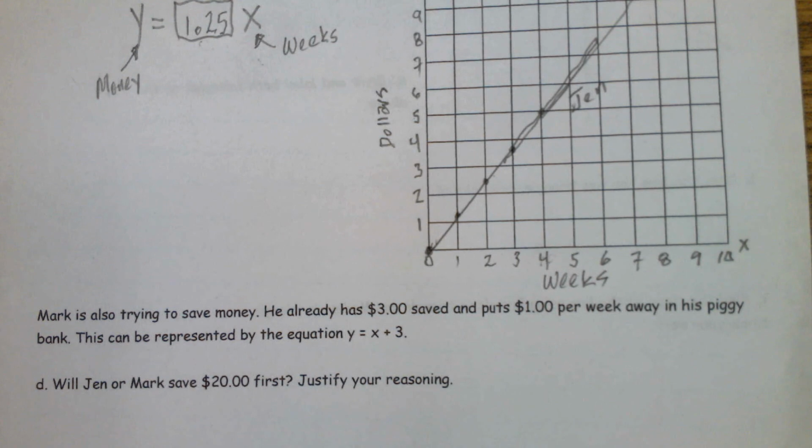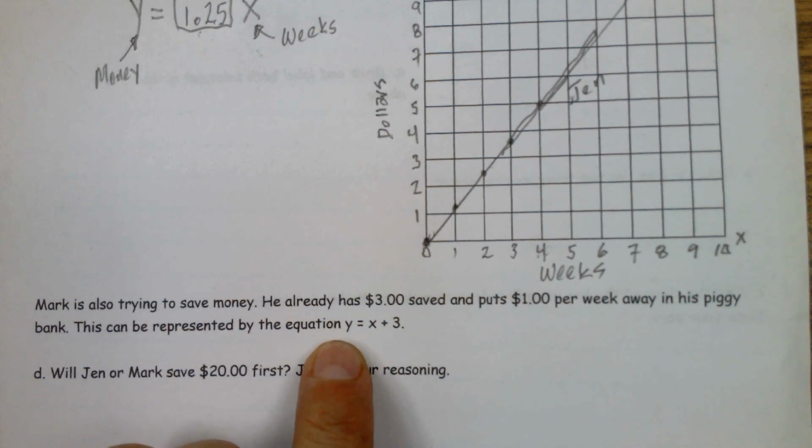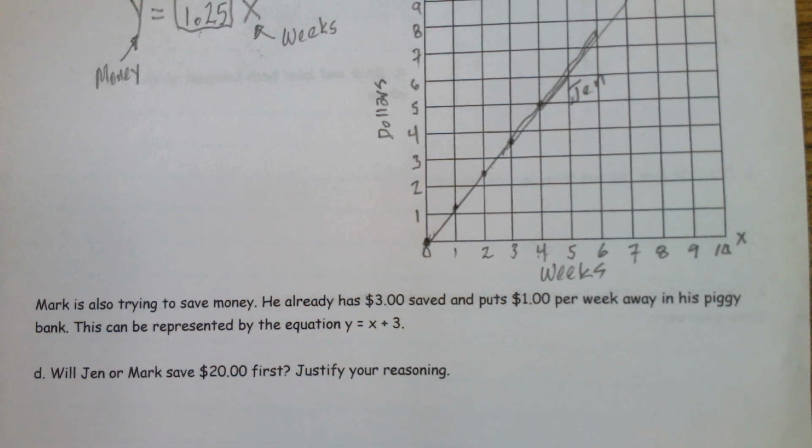Okay, so let's read the next part that talks about Mark and how much he's saving. Mark is also trying to save money. He already has $3 saved and puts $1 per week away in his piggy bank. Instead of a jar, he has a piggy bank. This can be represented by the equation y, the amount of money again, equals x, the number of weeks, plus $3.